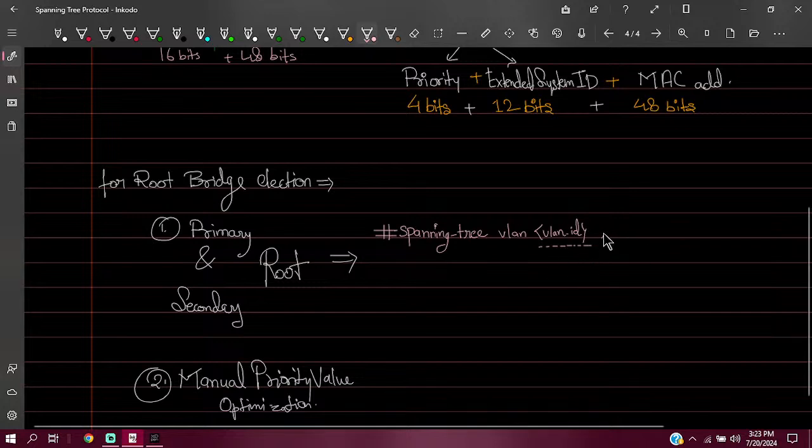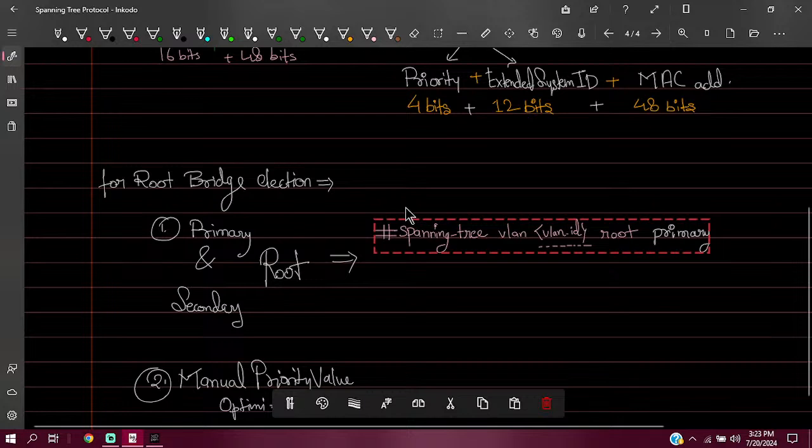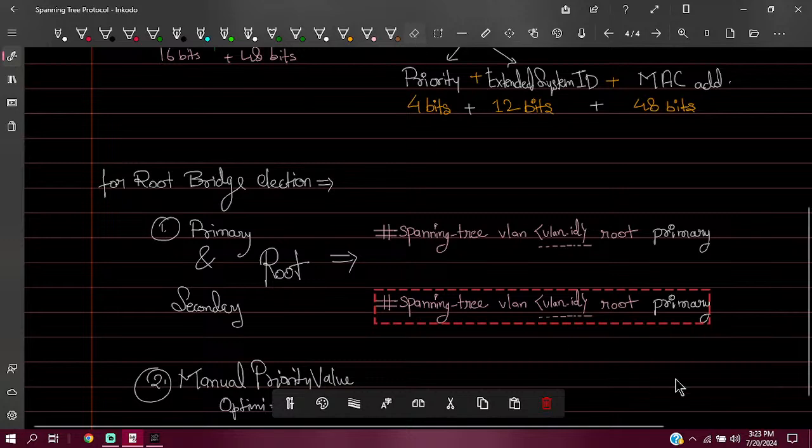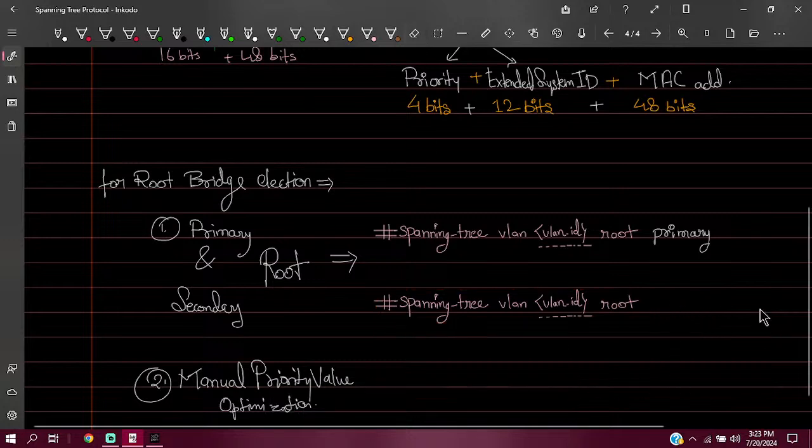Now use the keyword root, and then finally VLAN 1, let's say 1 it is, and then root, and now you select the keyword primary. Or on the other place, for the secondary root bridge direction, that would be the backup for the primary root bridge, the command would just change the keyword at the last place to secondary.